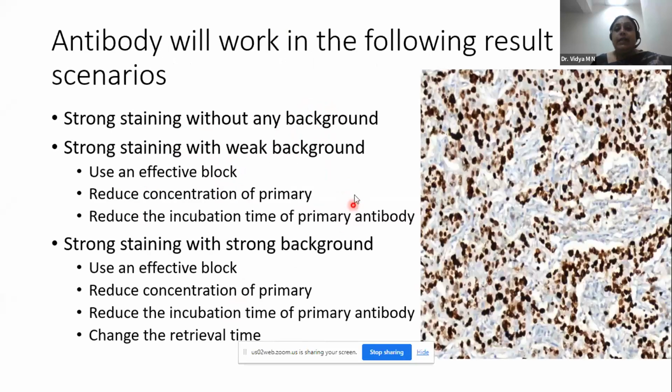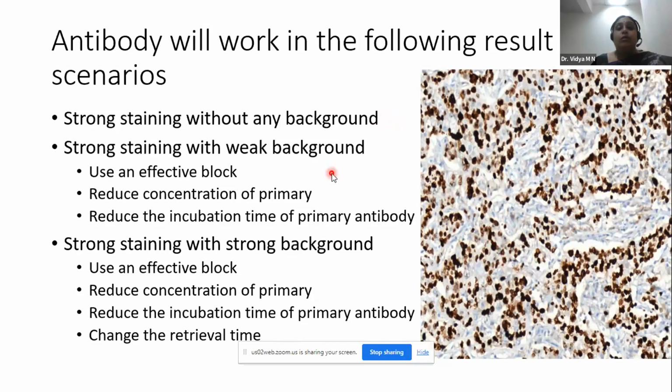Let's come to different scenarios. Now look at this. You have ordered a new ER in the lab. So you have strong staining without any background. Look at this, no background noise. You can clearly see your stromal cells and all the nuclei have taken up the staining. That means this is an antibody that is going to work well in the lab.